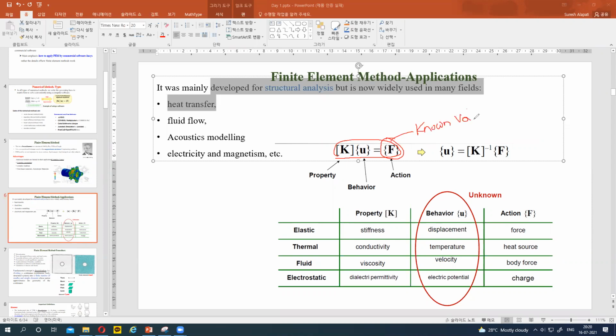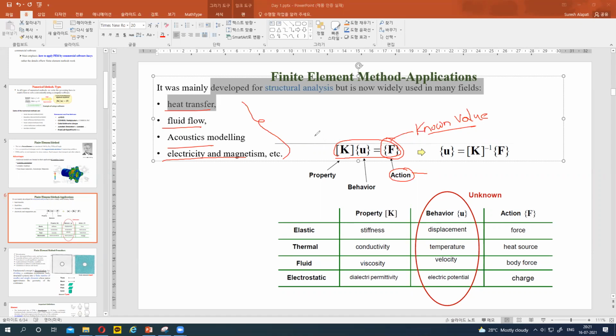So based on the force. Okay, this F is known as load vector. Okay, load vector or action. So all types of finite element method, whether all applications, whether it is heat transfer, fluid flow, or acoustic or electromagnetism, all types of material, all types of problems, the same form.